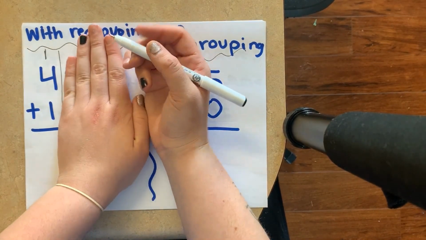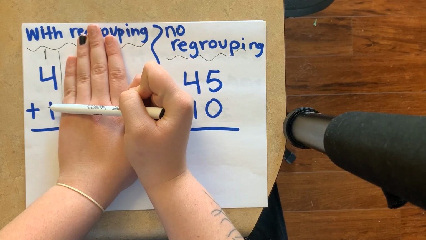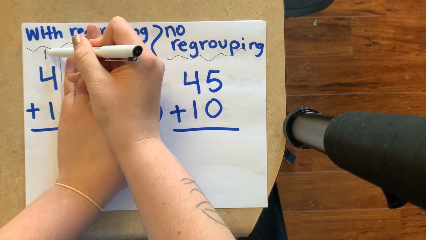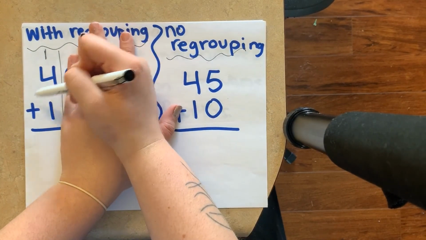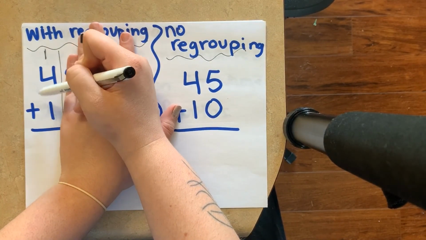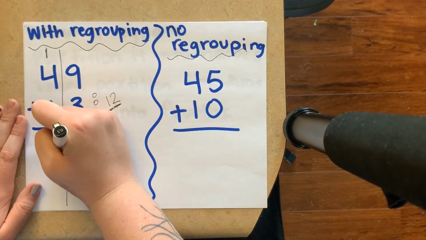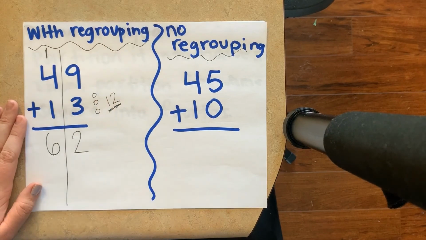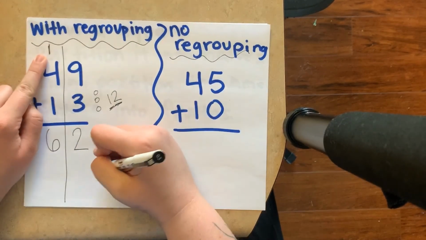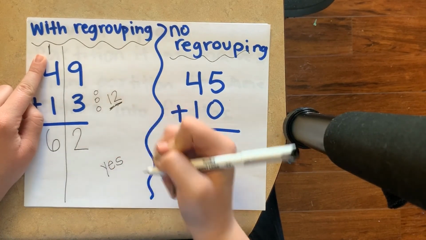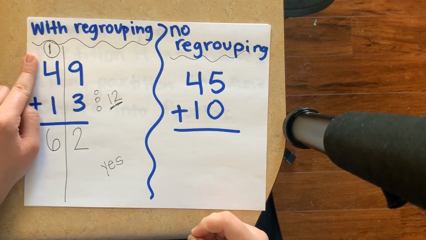So now I'm going to cover these up. And I have 4 plus 1, which is 5. But don't forget I had the 1 up here for my 12 earlier. So 4 plus 1 equals 5. 1 more is 6. So this answer is 62. Did I have to regroup? Yes, I did have to regroup. My 1 up here shows me that I did.